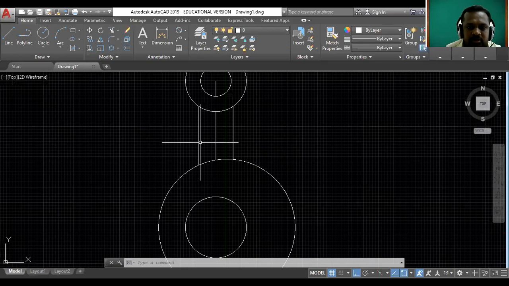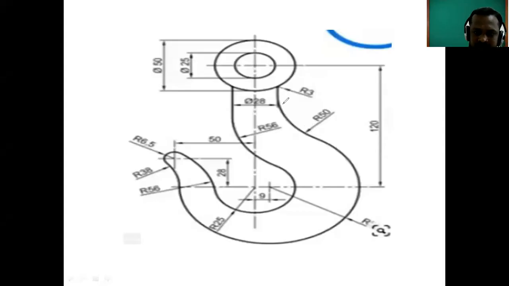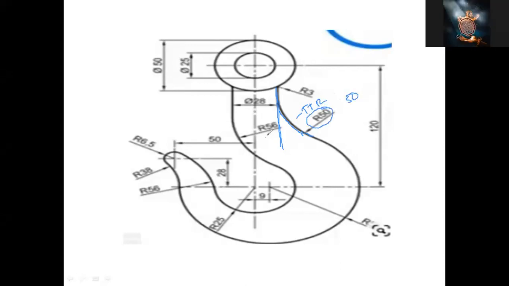Okay, so understood. Then next we have to draw this curve. How to draw this curve? Already we have drawn this circle. This line we have also drawn like this. With the help of the tan radius. What is the radius they have given? The radius of the curvature is 50. R50. And here 56. Both the radii are different. There is no common radius. For this curve it is 56, and for this it is 50. So first up, we will try to draw this curve here.